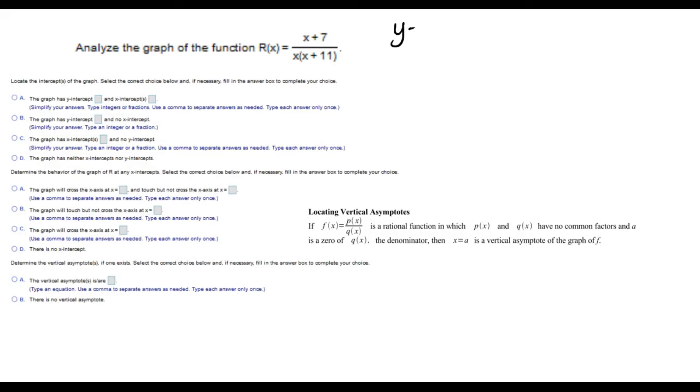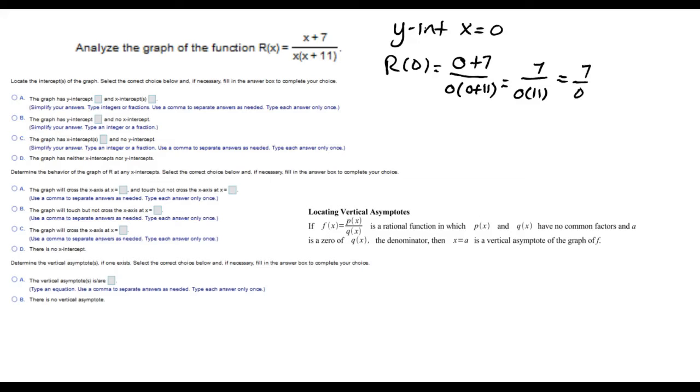The way we find a y-intercept is by letting x equal 0. So we're substituting a 0 into our function. That gives me (0 plus 7) over 0 times (0 plus 11). That's 7 over 0 times 11. And that's 7 over 0, which is undefined. So that means we don't have a y-intercept for this function.